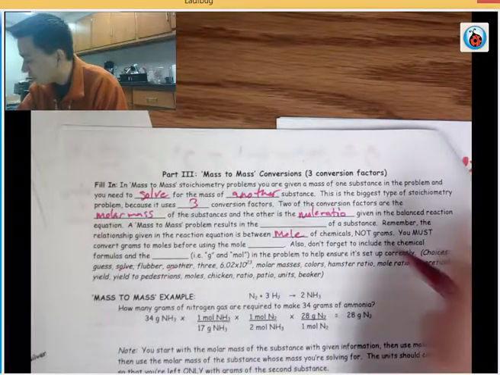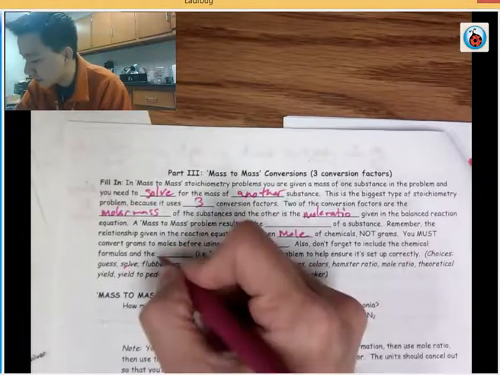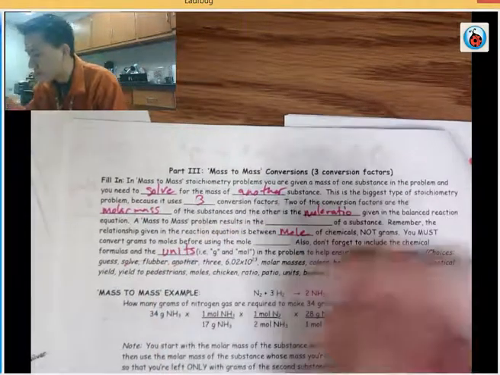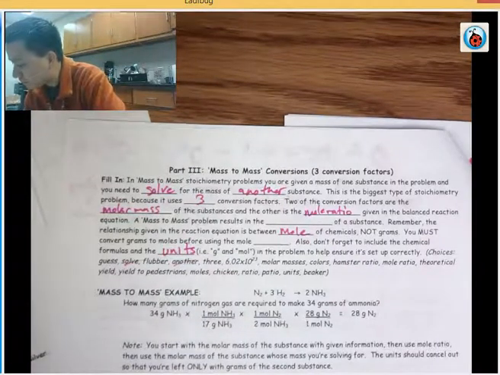Also, don't forget to include the chemical formulas and the units. We'll go back and figure out what those blanks were later, because that's weird. I don't want to spend too much time on that. I think we hit the most important things there.